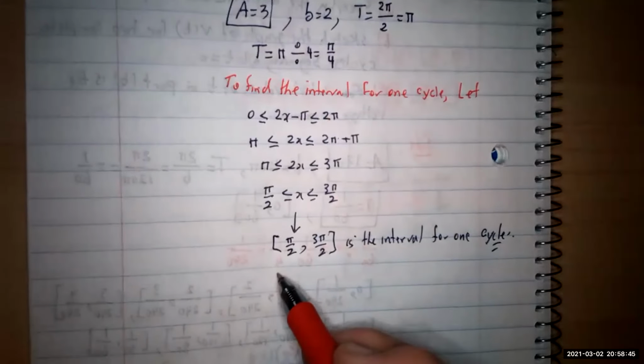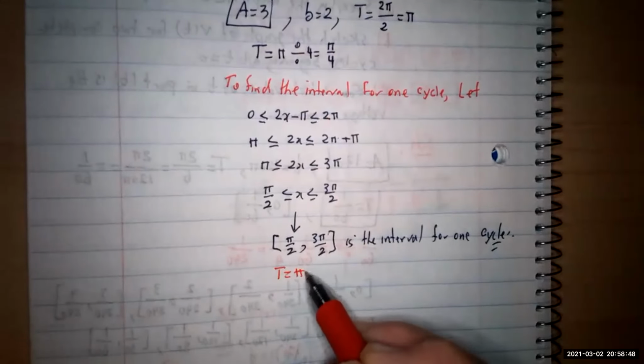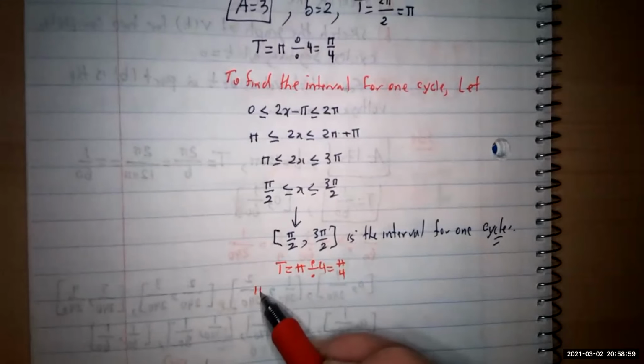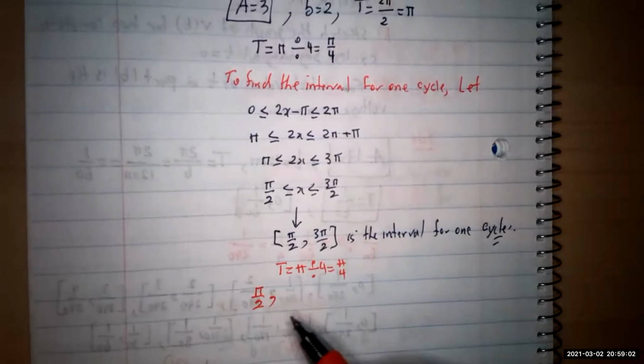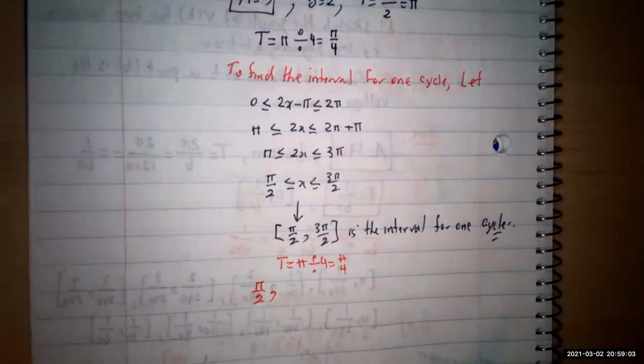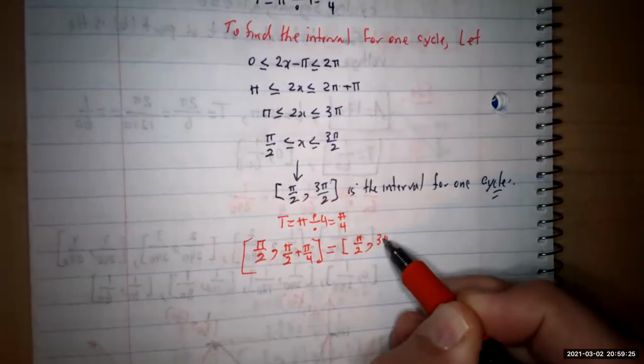I repeat again, your t was pi divided by 4, which is going to be pi 4. So you start from pi half and then you move on. The first number is pi half. You move it to the right by pi 4, so this is pi half plus pi 4. In practice, you just divide it and you will see it, but I want to show you. So this interval is pi half, comma, 3 pi 4.